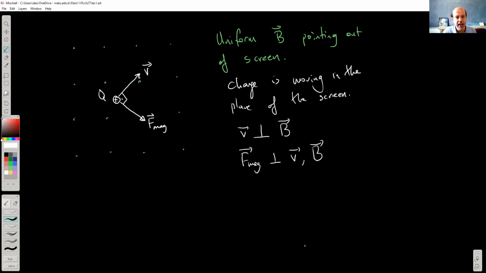In any case, if we had a negative charge in here instead of a positive charge, moving with the same velocity, in that case, the magnetic force on this one would be in the opposite direction.